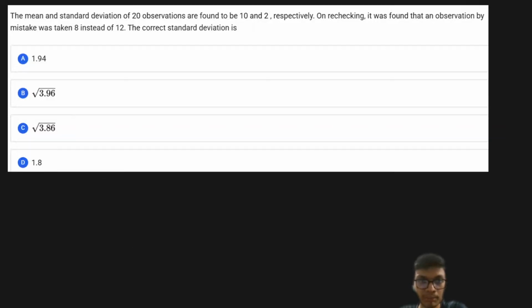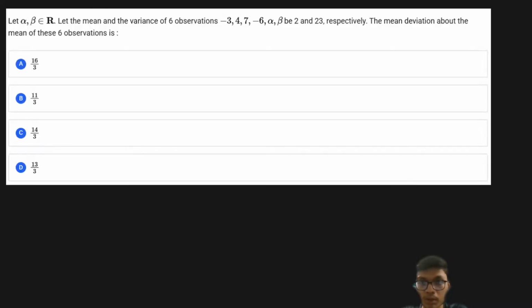The next problem is again very simple. I have many more problems that I want to give you as homework. This question is very straightforward. We are given the observations, and we have to find the mean deviation about the mean. This question I want all of you to solve as part of your homework.